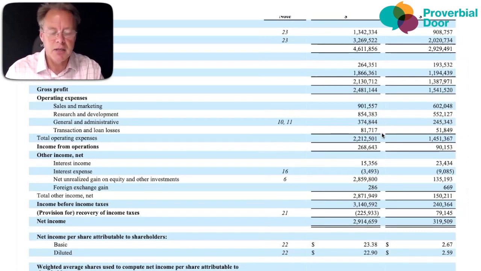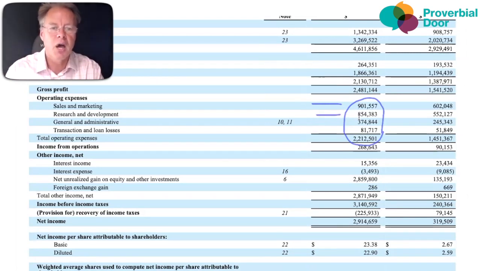However, they are spending an awful lot of money at the back end. So here there's their sort of operating costs. There's a lot on sales and marketing. There's a lot on research and development, and the R&D. So the admin is a lot less. So there's a lot of marketing going on.